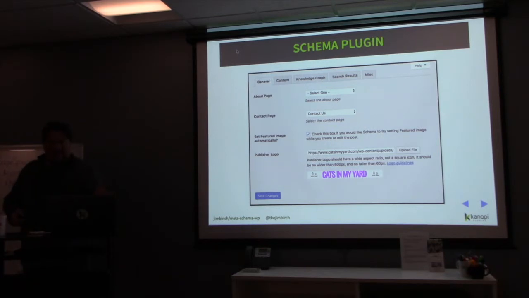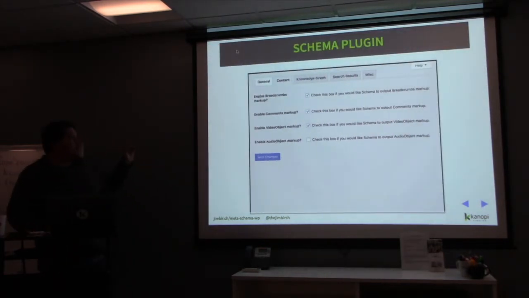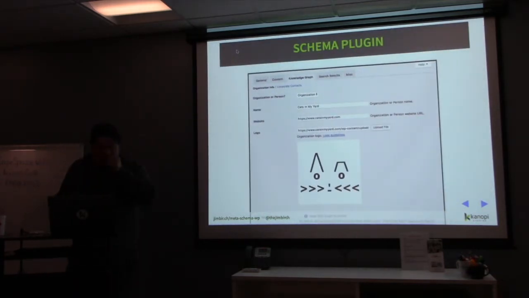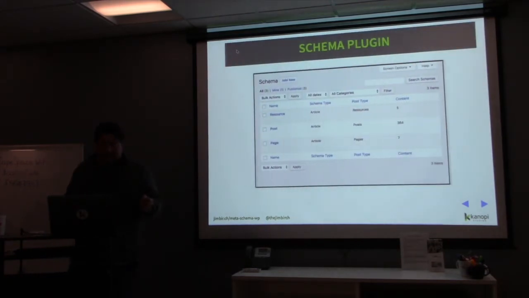Again, it kind of crosses with Yoast. It gives you all the default ones. Like here we had to select the about page or the contact us page. It allows you to set a publisher logo, mark up the breadcrumbs, objects, comments, videos. And I think there was even a setting in there to say if you're using Yoast, it will or won't do these things. I'll enable site search links.